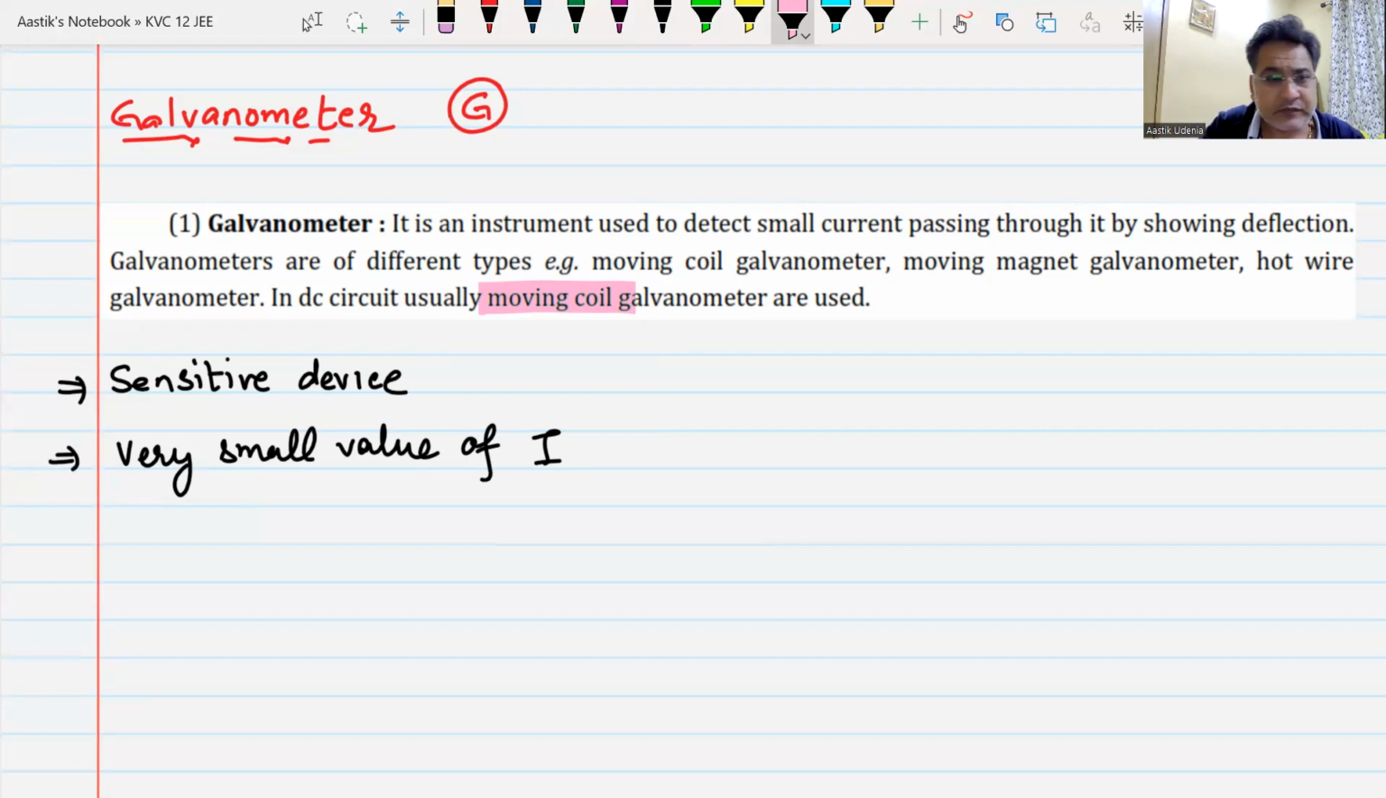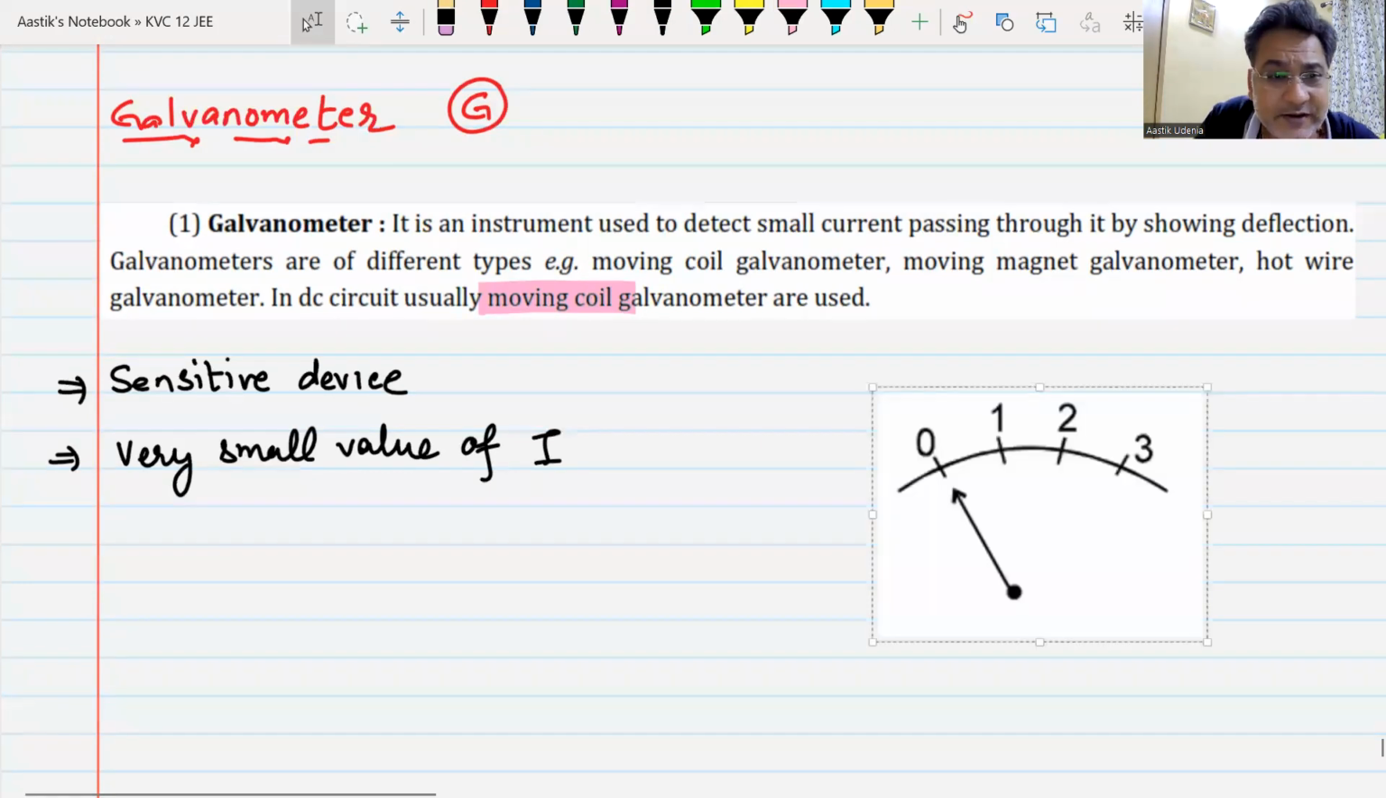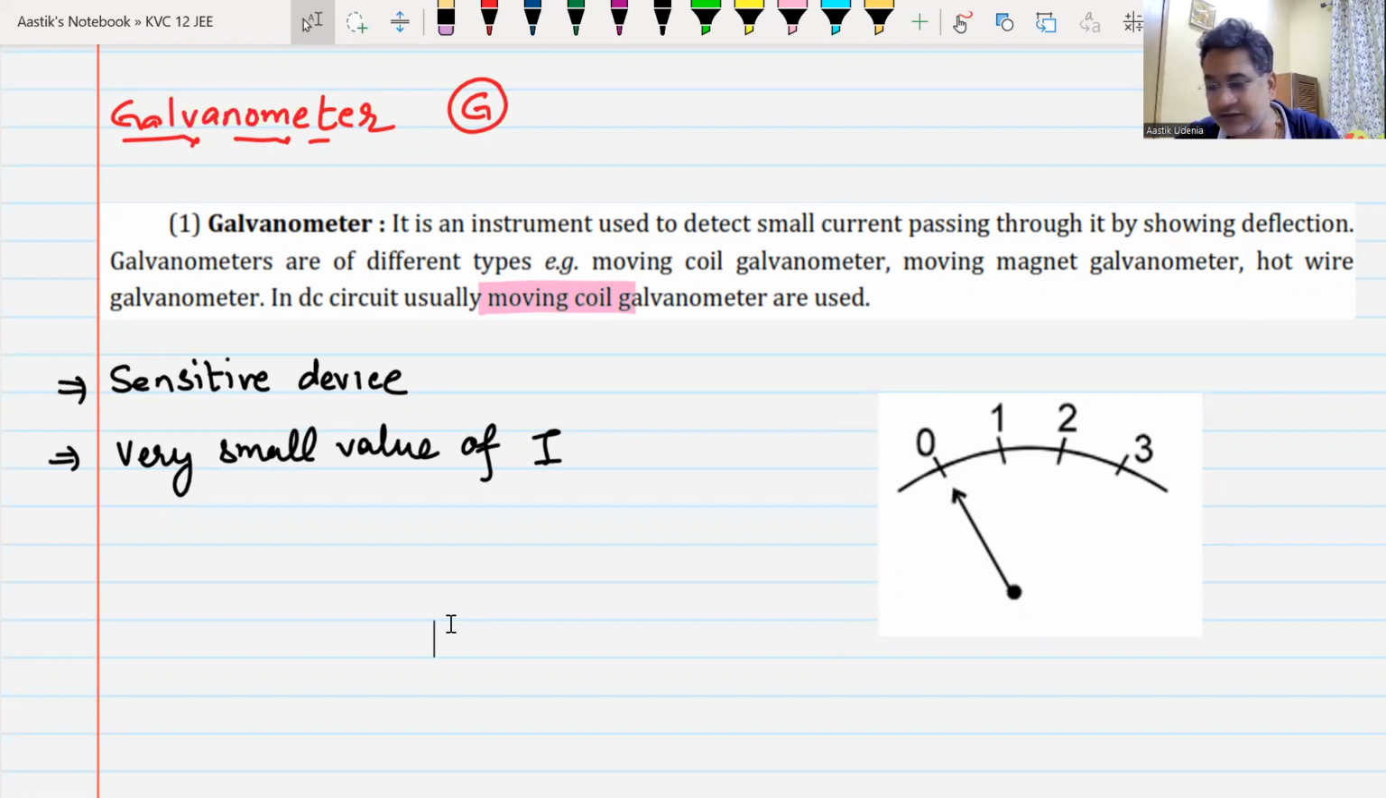Because every galvanometer will have some measuring scale, and this galvanometer has a measuring scale, something like a speedometer. I mean, it's just a representative diagram. Do not make much about it. So every galvanometer has some measuring scale. Now the deflection on this scale will give you how much current is flowing in the circuit.